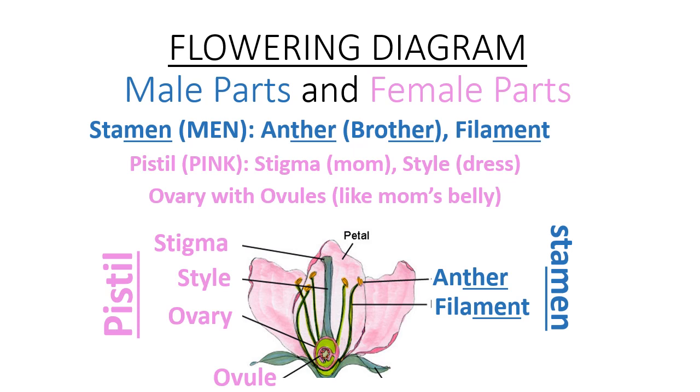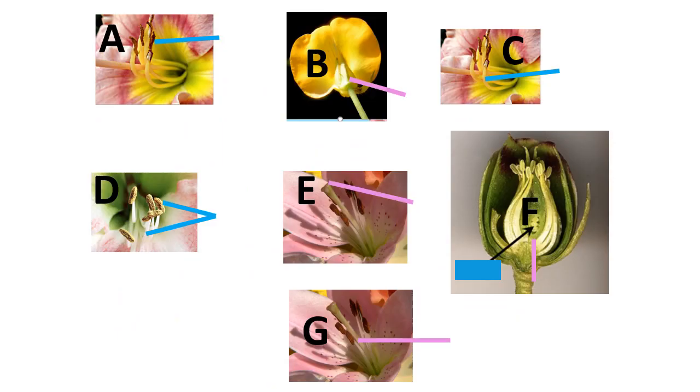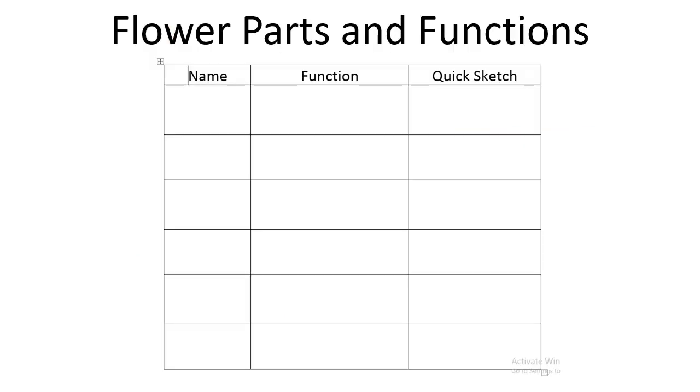So we have the stamen on one side, blue, and the pistil on the other side is pink. Stigma, style, ovary, ovule, and on the other side, anther and filament. So can you identify each of the parts without looking at the picture? And then you can check yourself by looking at the pictures. Can you describe the flower parts, each part and its function? Very important to know for the test.